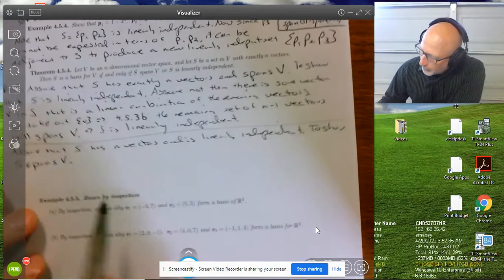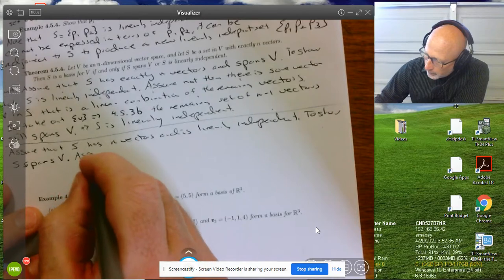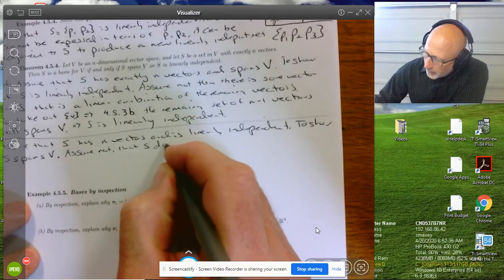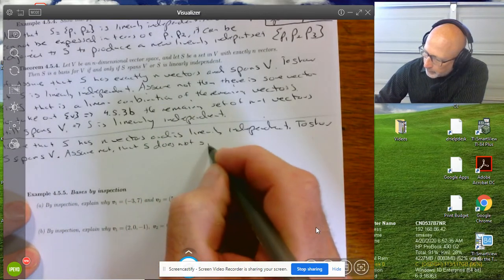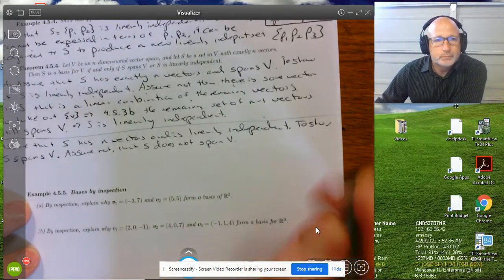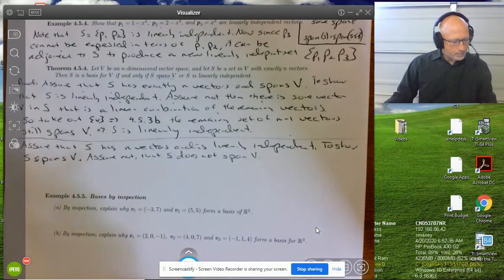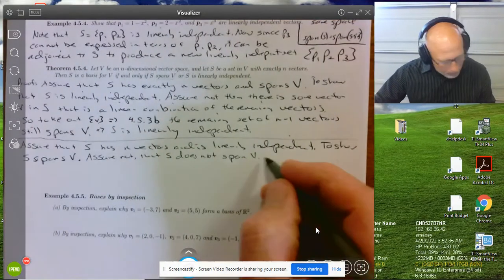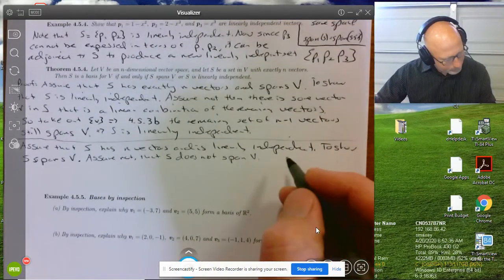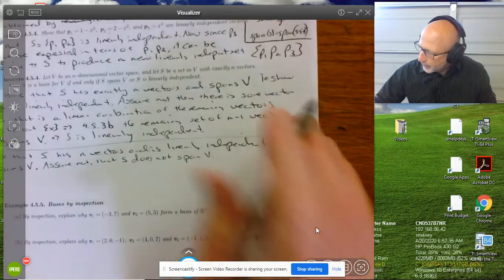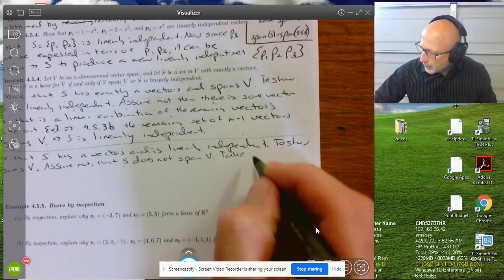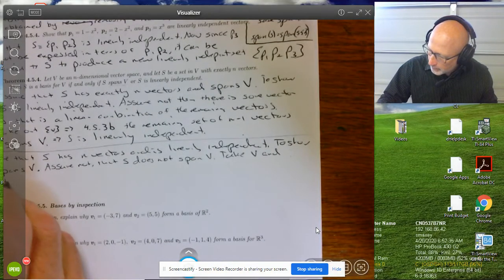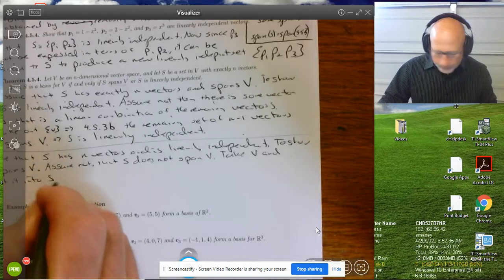Okay, so what we're going to do is we'll assume not. That is, S does not span V. Okay, so what does that mean? It means it's missing at least one vector, right? That's going to actually span it. So we're going to take that one vector, the vector v, and insert it into S.